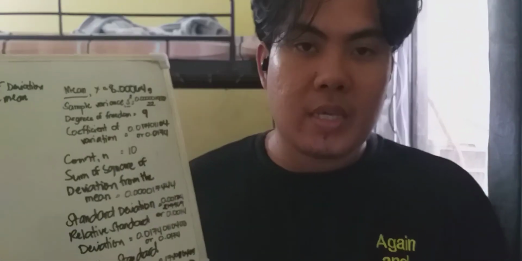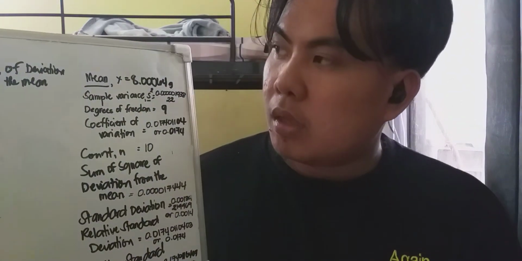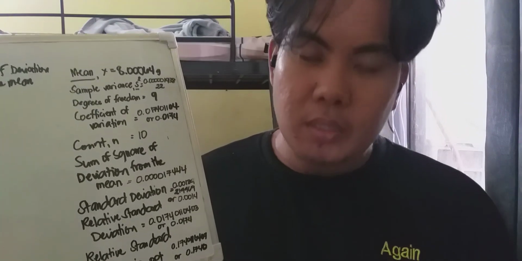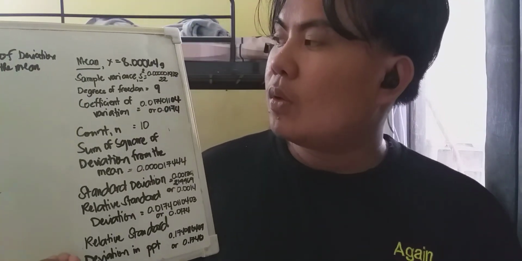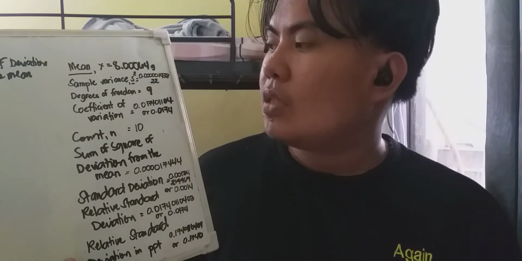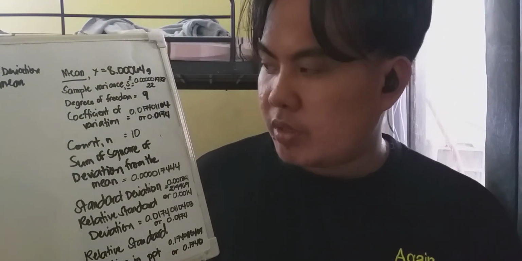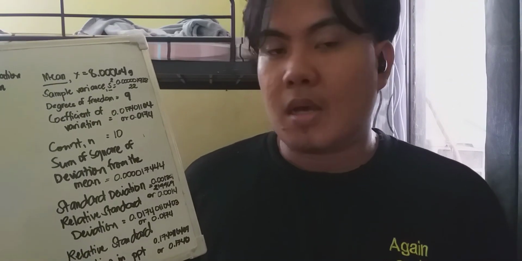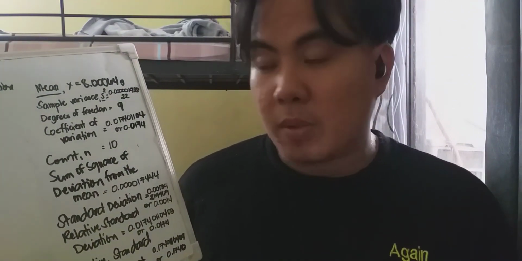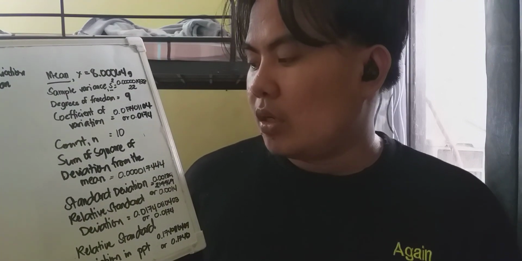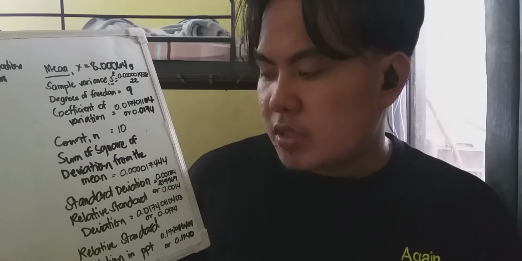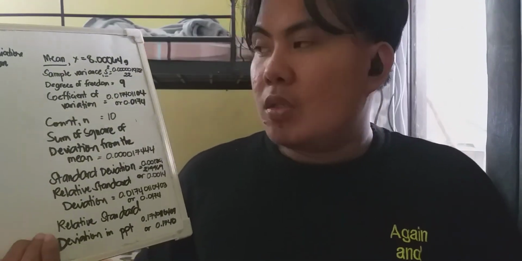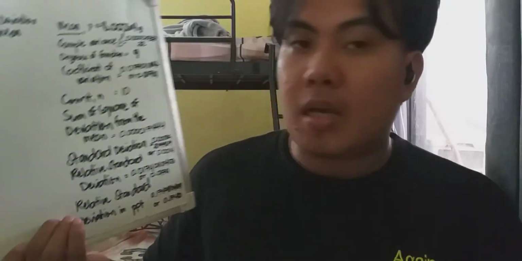So now we will be tackling how to get the square of deviation from the mean, the mean, and also the sample variance, the degrees of freedom, coefficient of variation, the sum of the square of deviation from the mean, and also the standard deviation, relative standard deviation, and relative standard deviation in PPT. So now we will be discussing.